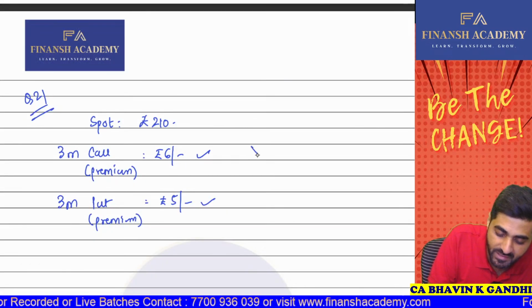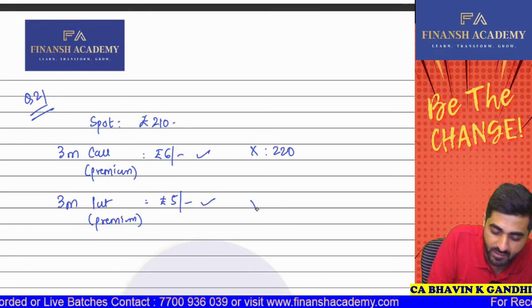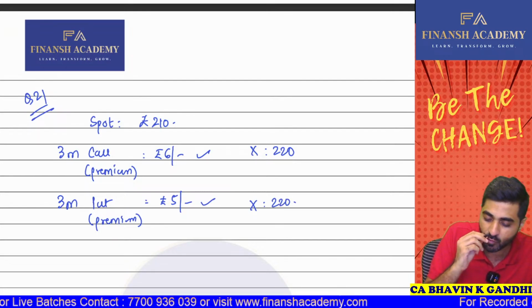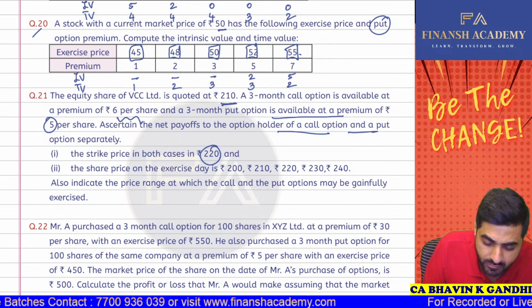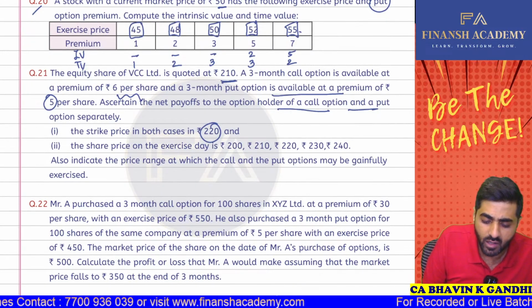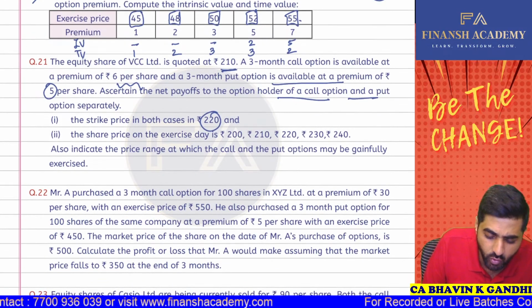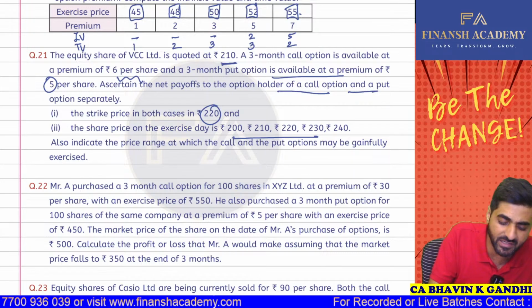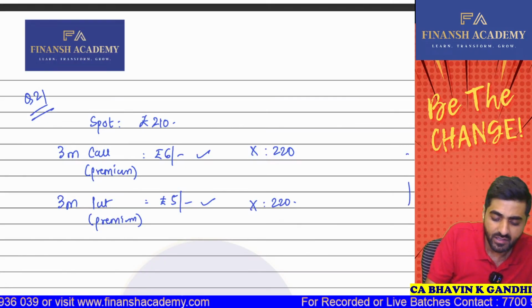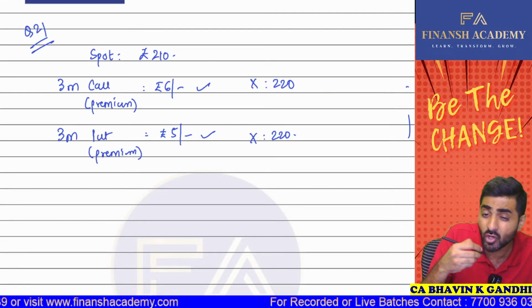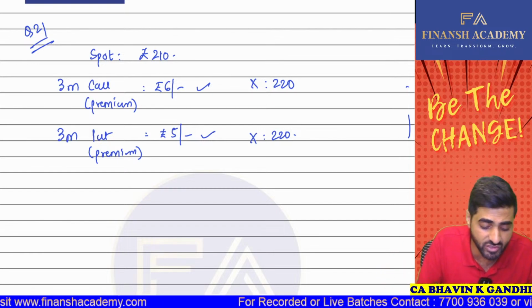So we have the strike price here of 220. Here also is the strike price of 220. Okay. Now, suppose you are an option holder, and these are the share prices on the exercise day. So basically, what is going to be your payoff? Now we are going to discuss the payoff, my dear students.